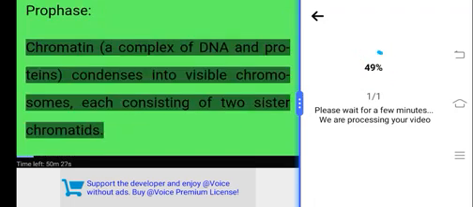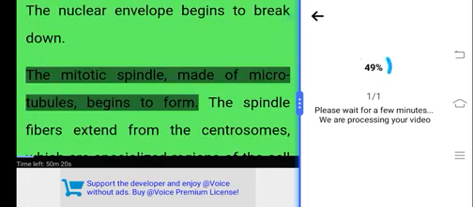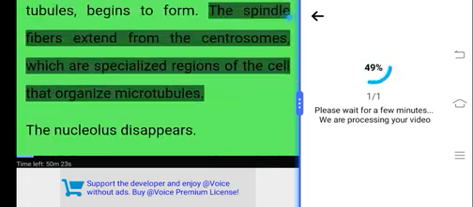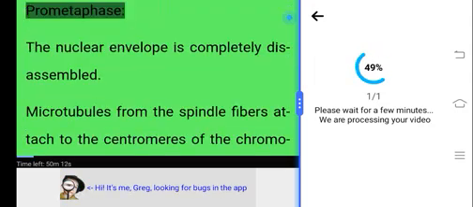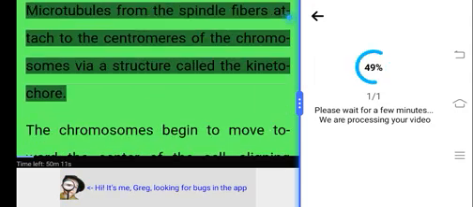Prophase. Chromatin, a complex of DNA and proteins, condenses into visible chromosomes, each consisting of two sister chromatids. The nuclear envelope begins to break down. The mitotic spindle, made of microtubules, begins to form. The spindle fibers extend from the centrosomes, which are specialized regions of the cell that organize microtubules. The nucleolus disappears.